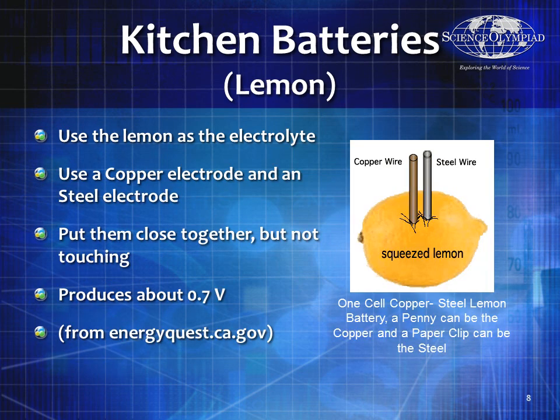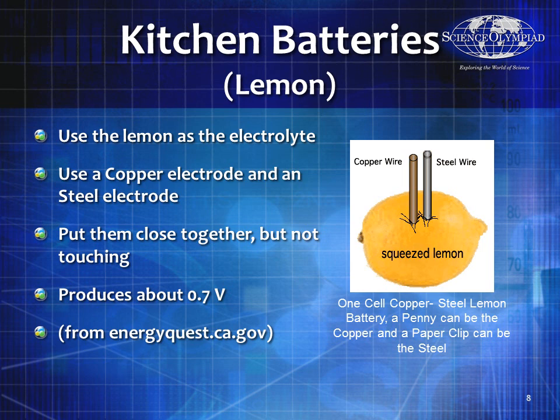We can also use lemons. Here's a copper steel lemon battery. This is another very common one. You use a copper electrode and a steel electrode and put them close together, but not touching. A lemon only produces about 0.7 volts.